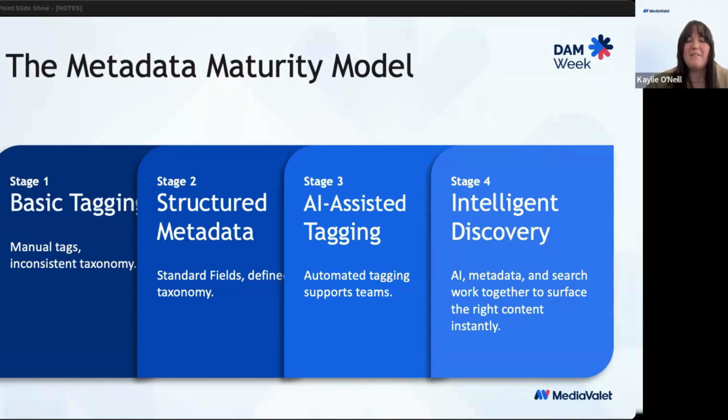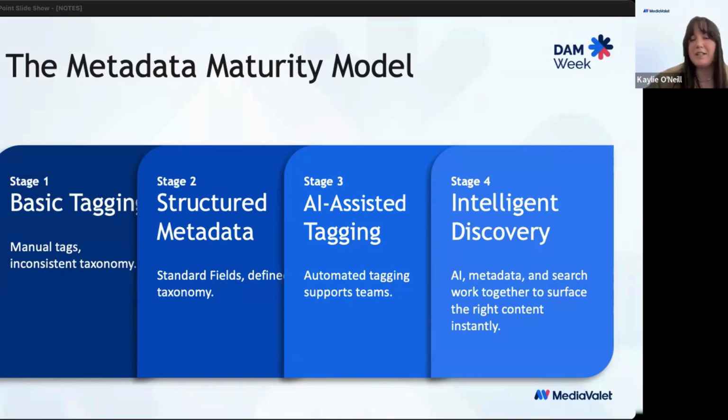Then in stage 3, we have AI assisted tagging. This is where AI starts to take a lot of the heavy lifting, automatically generating tags, improving accuracy, and significantly reducing the manual workload on your teams. It's not replacing structure, it's just enhancing it.